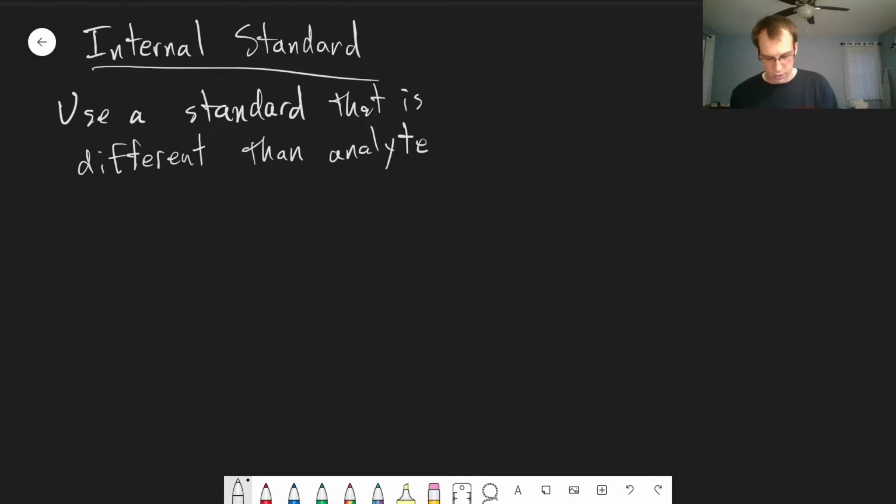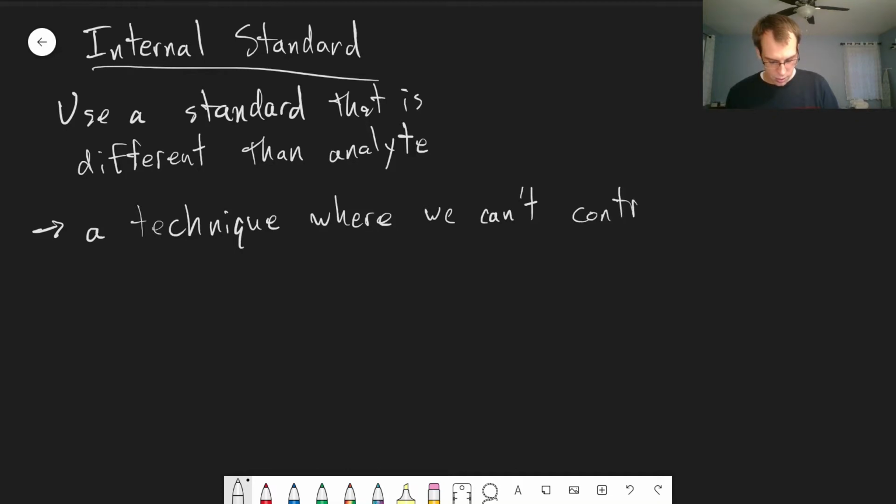Right? Instead of using the thing that we're trying to measure to make our calibration curve, we actually use a completely different chemical. And why would we need to do this? So the idea is that this is necessary if we have, for example, a technique where we can't control exact volumes very well.